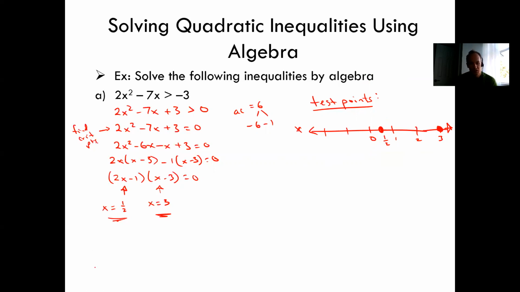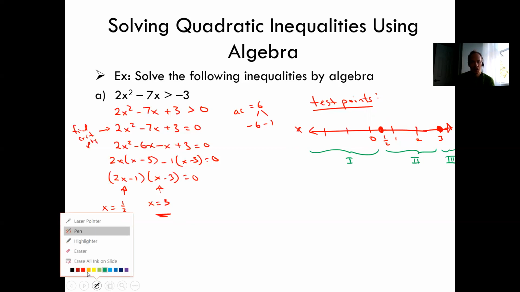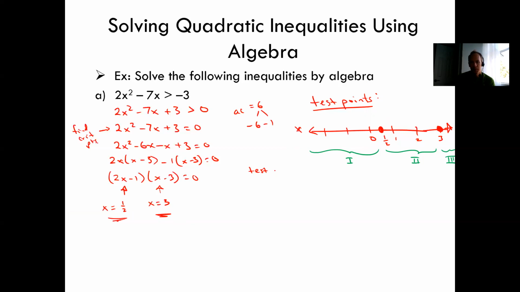What a test point is, is this idea that we can think of this in terms of 3 different intervals. This is interval 1, and I'm going to give it the Roman numeral I. This is interval 2, and then everything over here, to the right of 3, is interval 3. If we want to test intervals with a test point, we're going to test interval 1, and we're going to use any value of x in that interval to see if it satisfies the inequality.